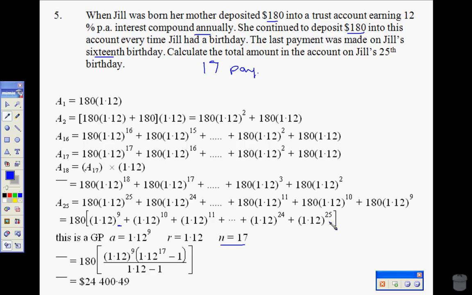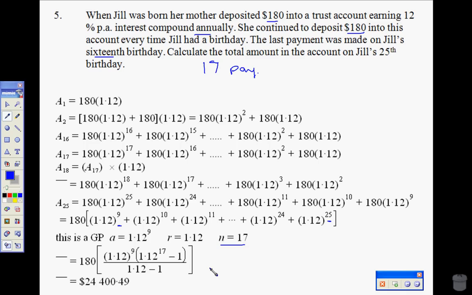Because a lot of times people just look at the 25 and go, oh, I'm going to throw that in. But there's actually 17 payments being put in. Okay, the one that was initially put in, and then the last payment made on her 16th birthday. So that's how many repayments have been put in. So we got the 180, the 1.12 to the power of 9. There's our R to the power of n minus 1 over the 1.12 minus 1, and then it calculates up to 24,449 cents. So be really careful.